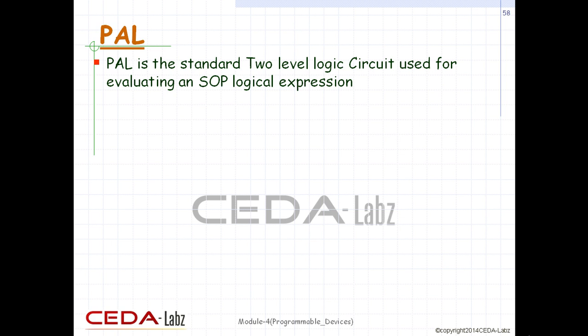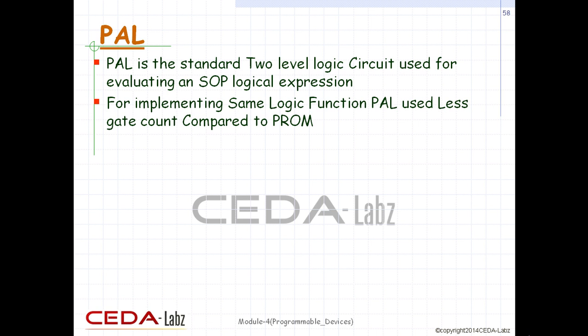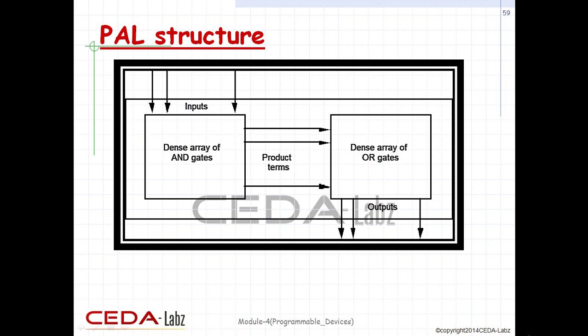But compared to PLA, PAL is easy to program as we have to program only the AND gate matrix. As compared to PROM, PAL uses less number of logic gates. So, PAL is preferred in comparison to PROM. In the diagram, the basic structure of PAL is shown, which consists of AND gate plane and OR gate plane.